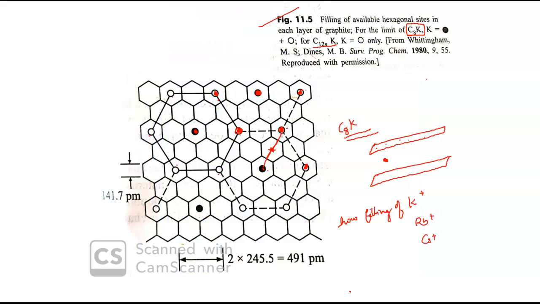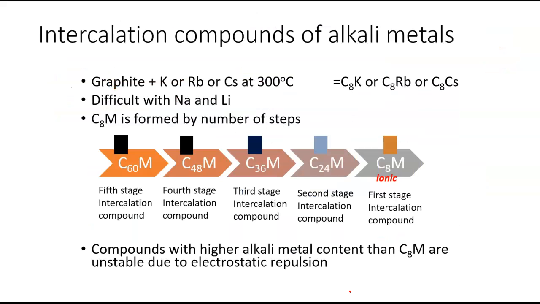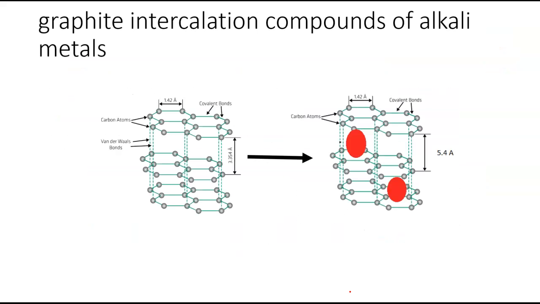Where do graphite based intercalation compounds find application, and what is the significance of using graphite based intercalation compounds in various fields, whether it is due to the thermal stability, or whether it is due to the electrical conductivity and all. So these are the basic things regarding graphite intercalation compounds.